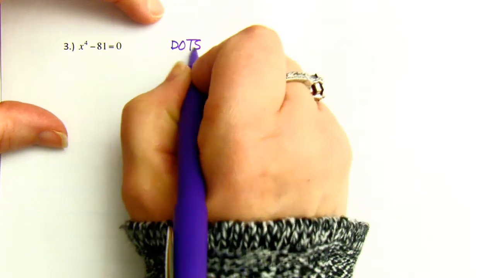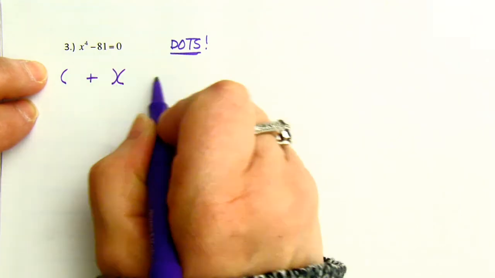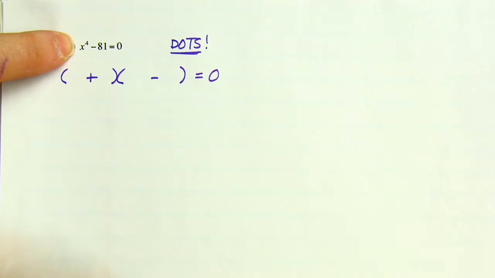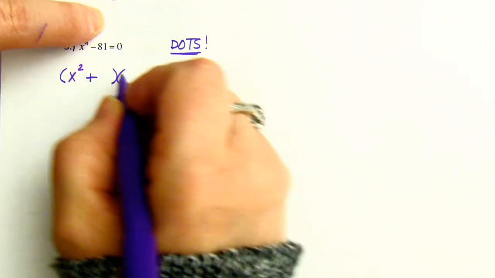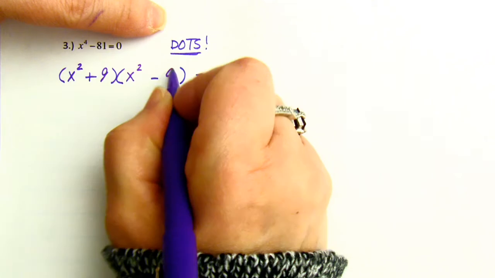I'm hoping that you see DOTS, right? Because any even power on x is a square, and 81 is a square. This is DOTS, difference of 2 squares. That always factors as a plus b times a minus b, where you take the square root to get the a, that's x squared, and you take the square root to get the b. So this is x squared plus 9 times x squared minus 9.